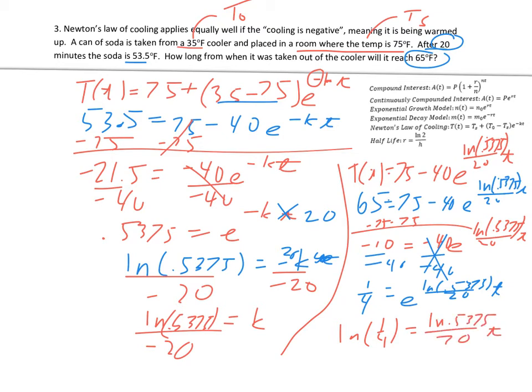So that isolates the exponent for me, and then my last step here is going to be to multiply both sides by the reciprocal here, which is 20 over ln of 0.5375. So now I can type this in my calculator, 20 over ln 0.5375 times ln of 1 over 4. And if I do that, I get about t equals 44.66 minutes.